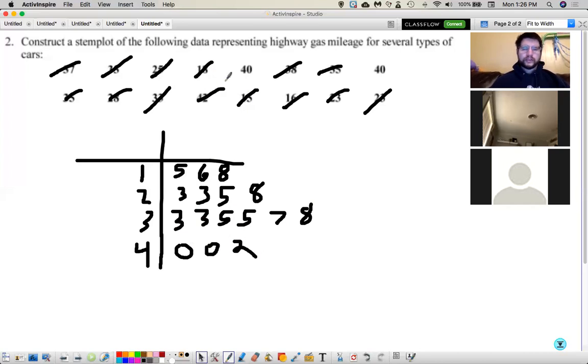Now, before I'm done with this, I'm going to count, make sure I at least have the right number of numbers. I have 1, 2, 3, 4, 5, 6, 7, 8, 9, 10, 11, 12, 13, 14, 15, 16. So let's see, 1, 2, 3, 4, 5, 6, 7, 8 times 2 is 16. We're good. Okay, so that's how you construct a stem and leaf plot.